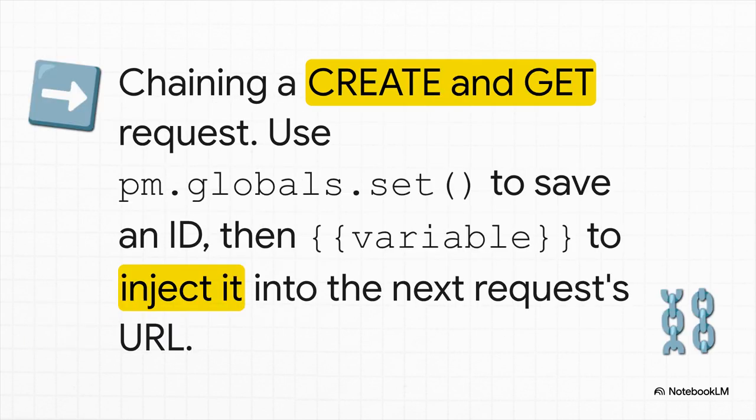Now let's check out Postman, where this is just as slick. Here, we're testing a create then read workflow. The first request is a POST that creates a new user. Then in the tests tab for that request, we run this little bit of JavaScript. This pm.globals.set function just grabs the ID from the response body and saves it as a variable. After that, in our second request, we just use Postman's variable syntax, those double curly braces, to pop that ID right into the URL. So simple, but so powerful.